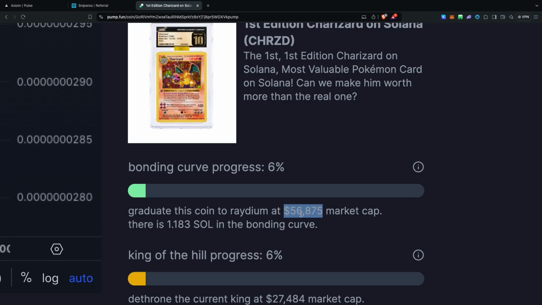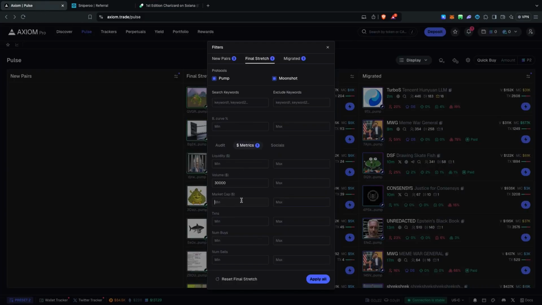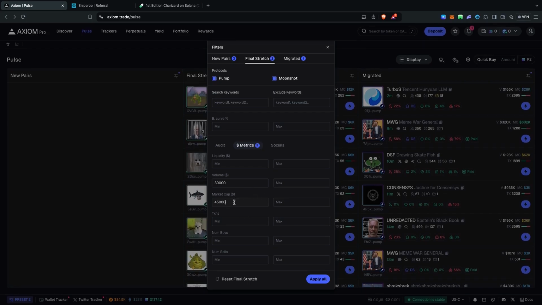60,000 multiplied by 0.3 is around 18,000. 60,000 minus 18,000 is about 42,000. So 30% away from 60,000 is roughly going to be around 42,000 US dollars. So we're just going to put the market cap minimum at 45,000 US dollars. Basically, the formula is: the minimum volume should be the graduation threshold divided by 2, then the market cap formula is going to be 30% away from the graduation threshold, which is 60,000, so that's 45,000 US dollars.